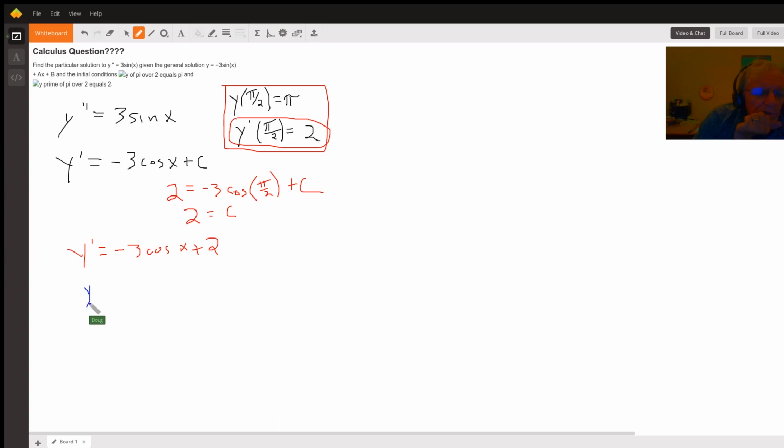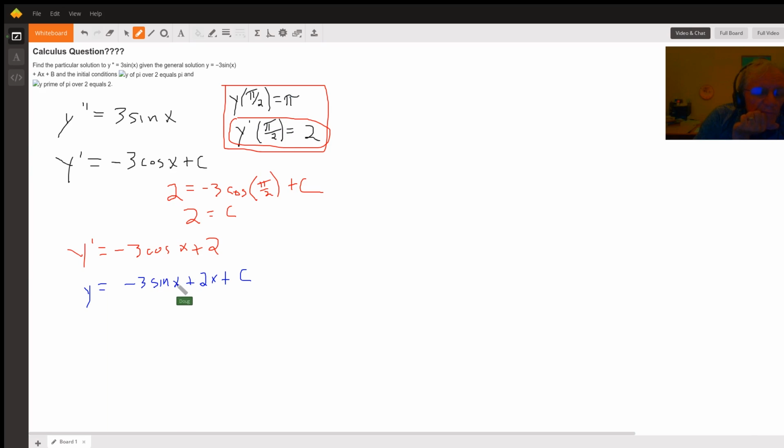Y equals, what's the antiderivative of negative 3 cosine of x? Well, it's negative 3 sine of x. Antiderivative of 2 with respect to x is 2x. And another arbitrary constant. I'll still use the letter c. And we're told that y of pi over 2 equals pi.